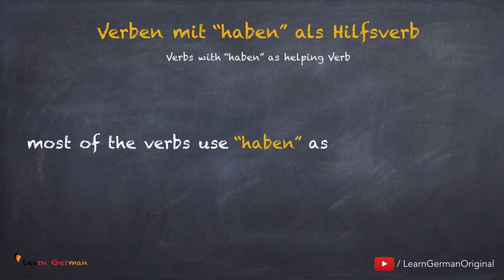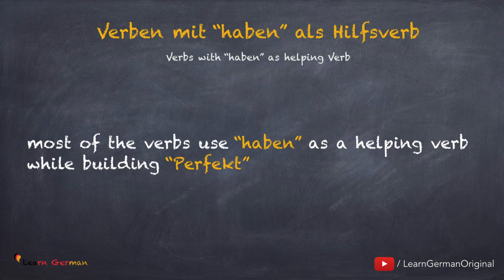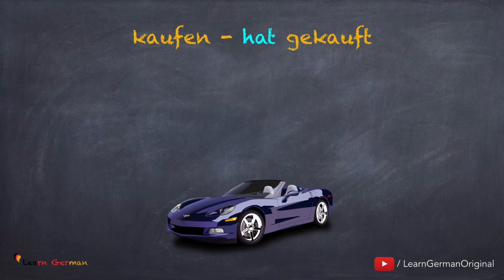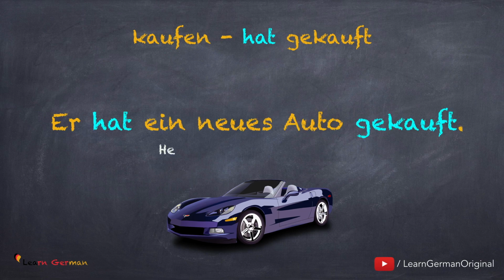Verben mit haben als Hilfsverb. Well, most of the verbs use haben as a helping verb with perfect. Let's look at a few examples. Kaufen hat gekauft. Er hat ein neues Auto gekauft.